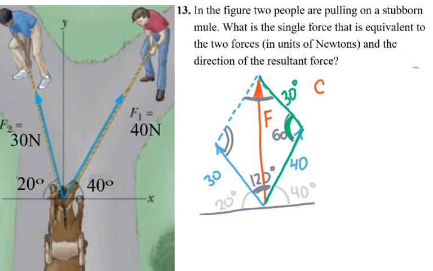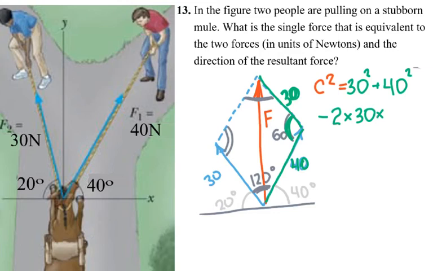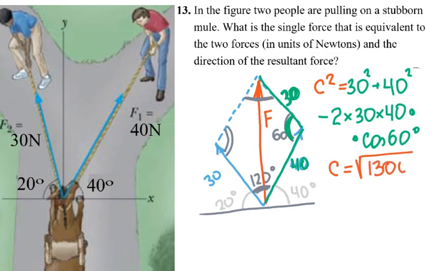So I'm going to write c squared is equal to 30. I wrote degrees here, but this is 30 newtons. And this one is 40 newtons. So it equals 30 squared plus 40 squared minus 2 times 30 times 40 times cosine of 60 degrees. So my c, which is actually the force F, is the square root of 1300. So c, or F, is equal to 36 newtons.